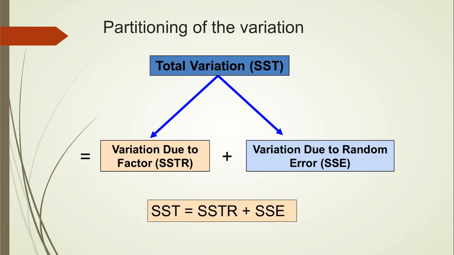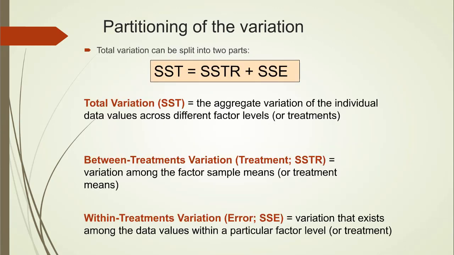The relationship between three different sources of variation is that SST is the sum of SSTR and SSE. I will describe each of these three sources of variation in more detail in later slides. SST is the total variation, that is, the aggregated variation of individual values across different factor levels or treatments. There are three travel classes in our example.